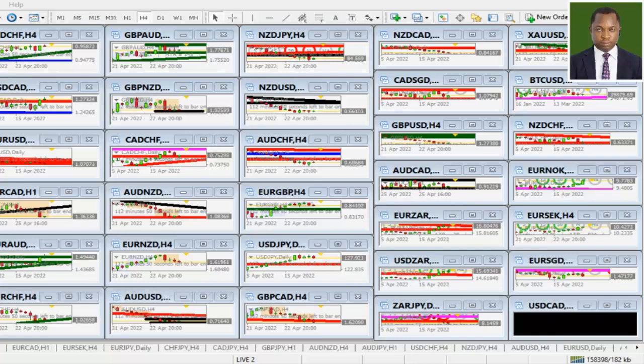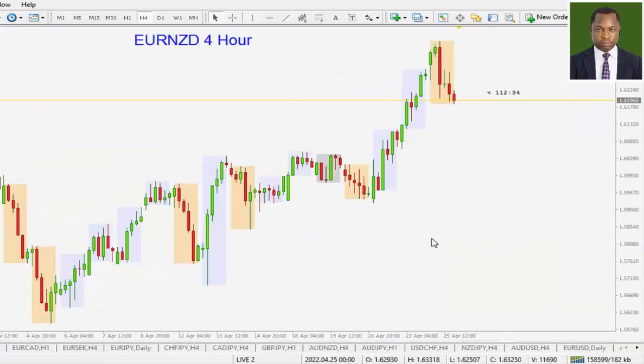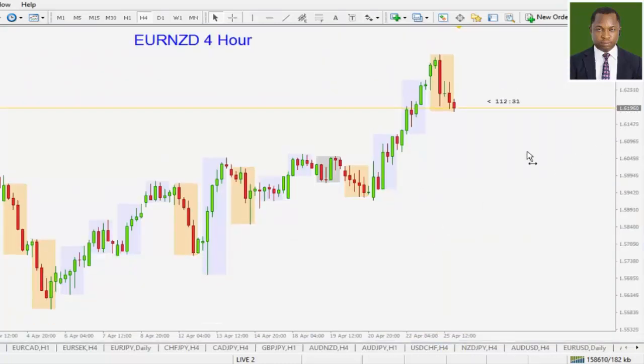Well, I am going to be looking into a total of 5 currency pairs that are showing very high quality setups. All right, first one is the euro against the New Zealand dollar. So I'm going to be analyzing this with you, just to let you know what we are following here in our live trading room.